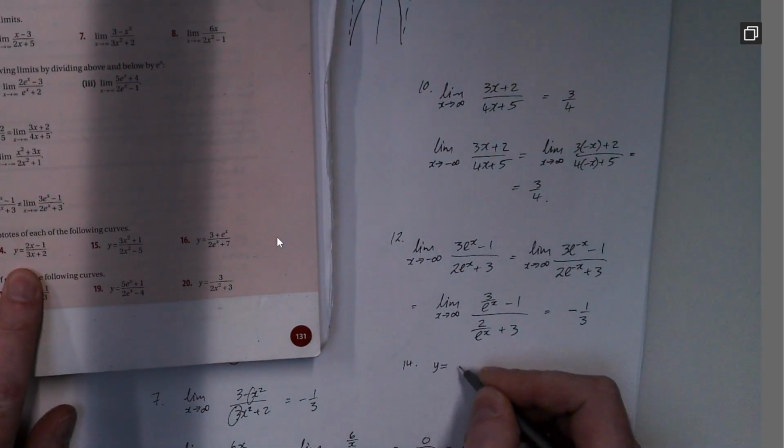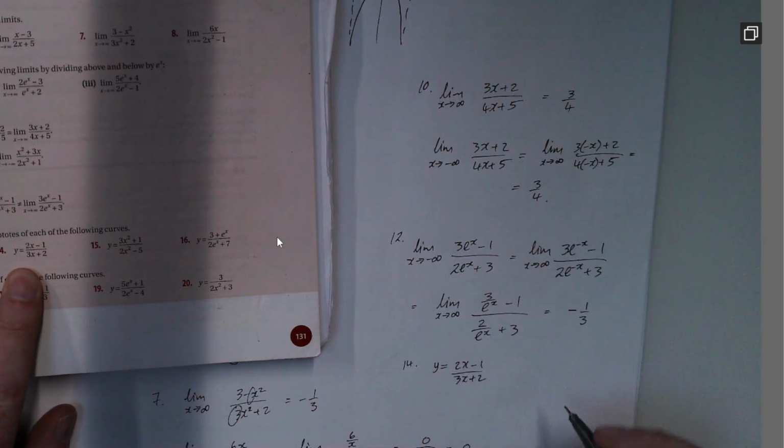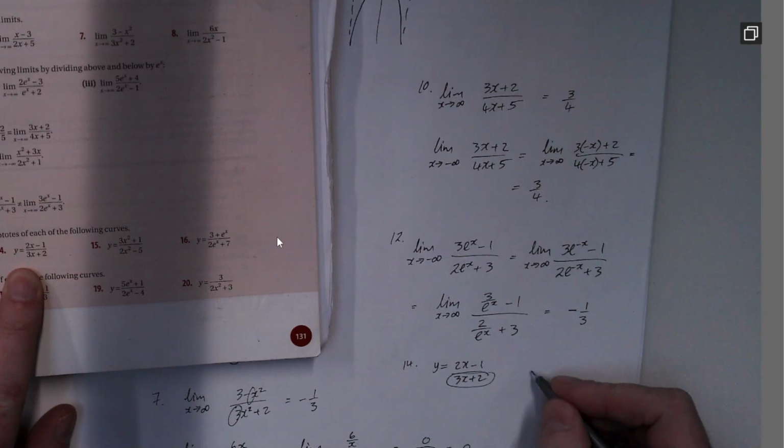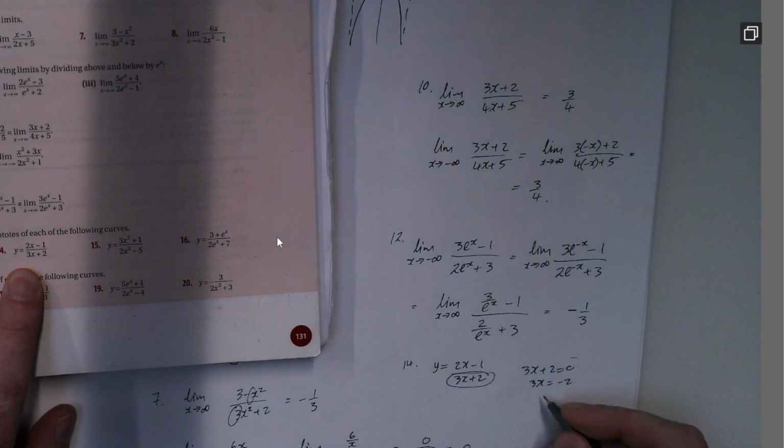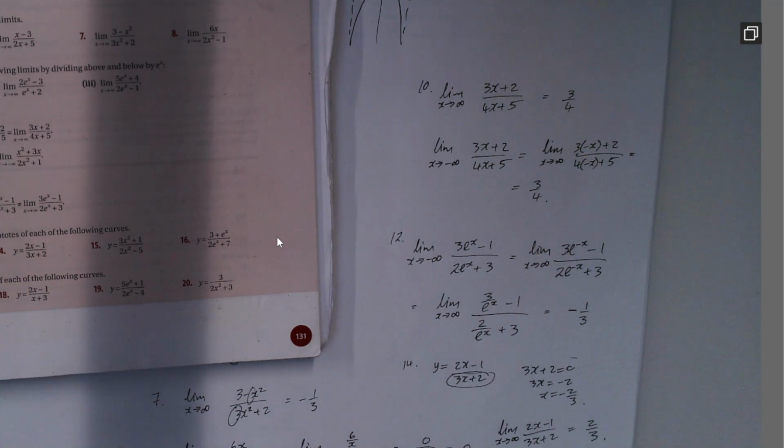The y equals x minus something over 3x plus 2. So look at the bottom part. So it's 3x plus 2 equals 0. 3x equals minus 2, so x equals minus 2 over 3. Do you get that? That's your vertical asymptote. Then your horizontal asymptote, look at the limit. Limit as x towards infinity, the x over 3x plus 2, which the limit is 1 over 3. And that's your horizontal asymptote.